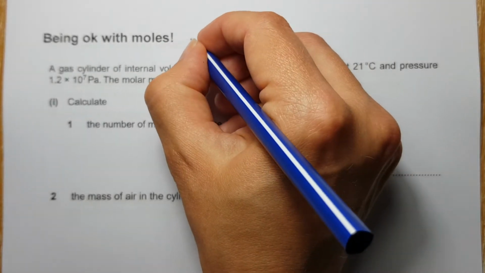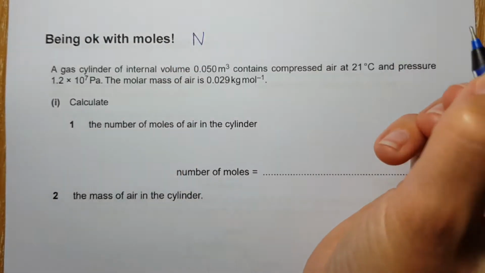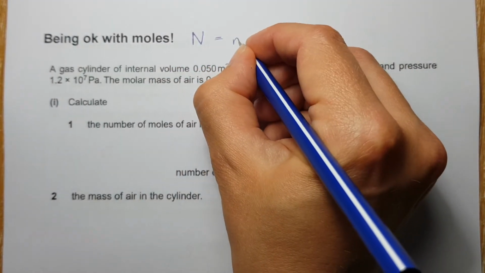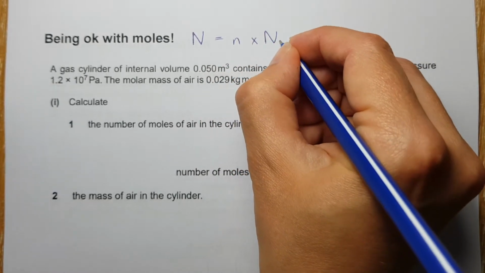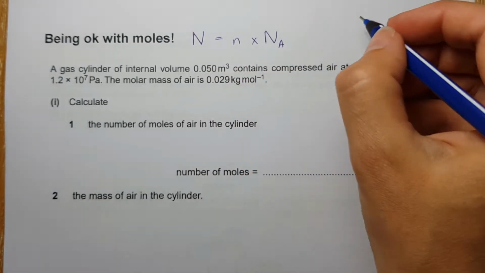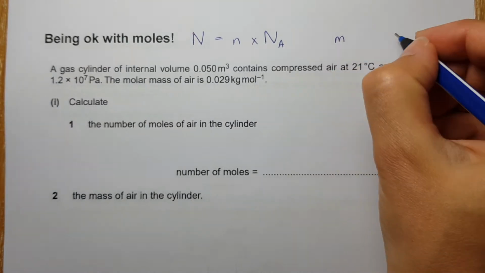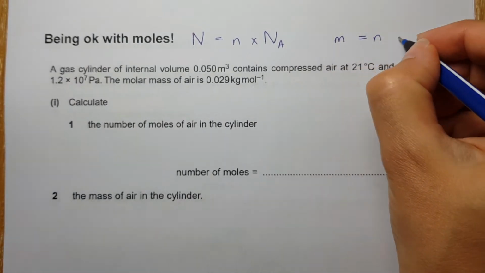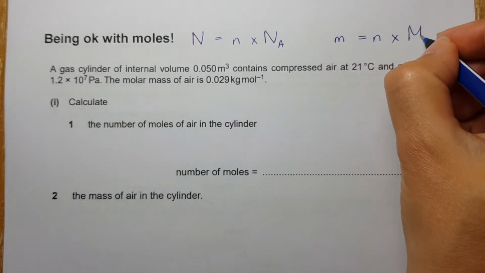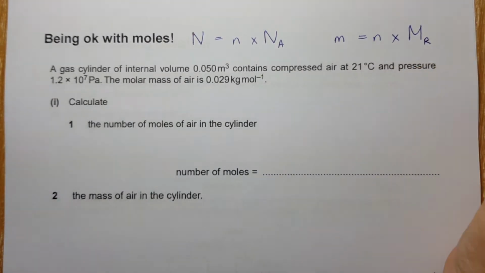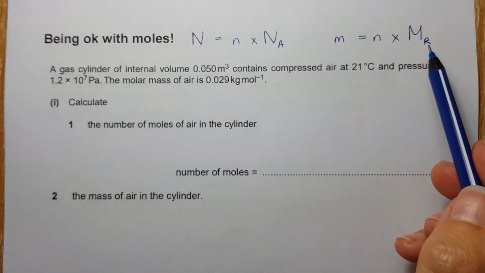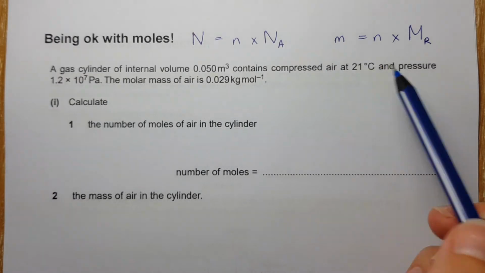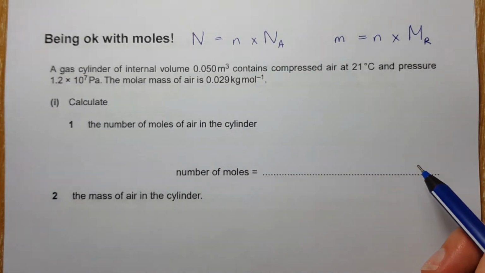And the first one is that the number of molecules is equal to the number of moles times Avogadro's constant, and the second one is that the mass of a sample is the number of moles times the mass of 1 mole in grams, which is called the molar mass. These two are not given on your formula sheet.